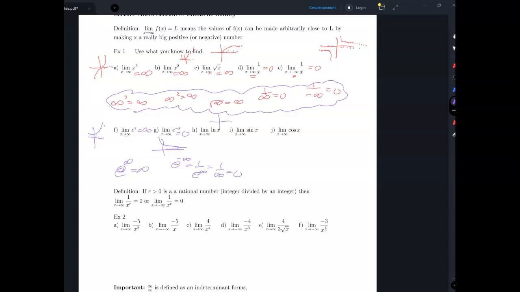ln of x, you know that looks like this. As x's are going to infinity, the y values do keep growing and go to infinity. So that means ln of infinity is infinity.